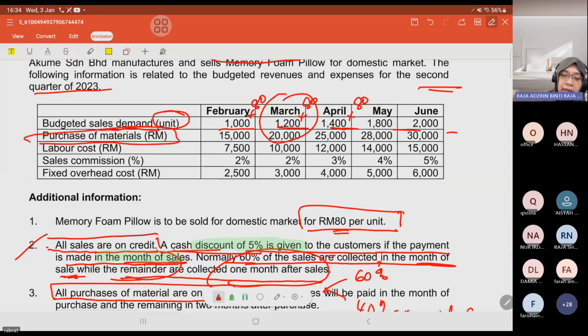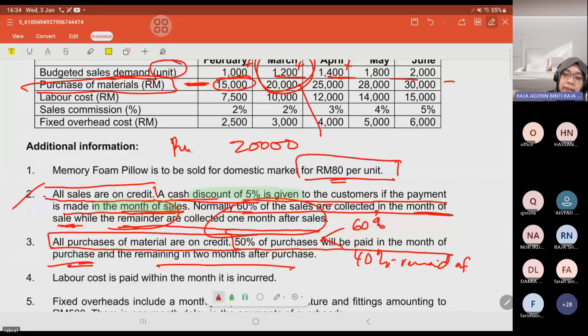And then 50% of the purchases will be paid in the month of purchase and the remaining 2 months after. So ikut je. So if you are doing untuk bulan berapa? Katakan you ambil untuk bulan March. So will be paid 50% in the month of purchase. Maknanya 50% daripada 20 ni will be out of that 20,000 purchases, 20,000 RM of your purchases. So 10 will be in the month of March. Kemudian another 10 will be remaining 2 months.